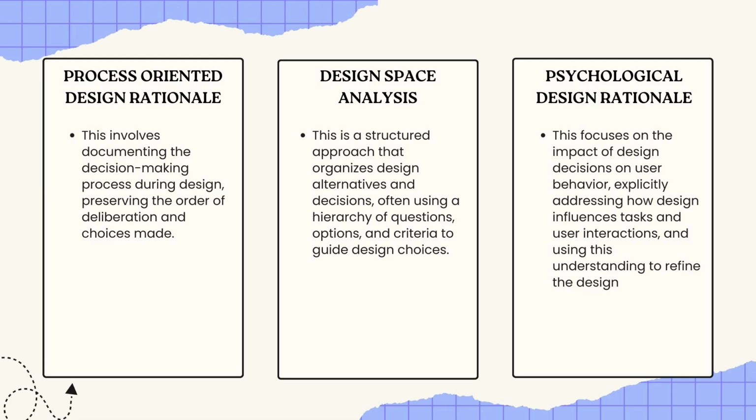Lastly, we have the process-oriented and psychological design rationale. Process-oriented design rationale involves documenting the decision-making process during design, preserving the order of deliberation and choices made. This helps us understand the reasoning behind each design decision. On the other hand, psychological design rationale focuses on how design decisions impact users' behavior. It involves using design space analysis, a structured approach that organizes design alternatives and decisions, guiding us to make better choices.